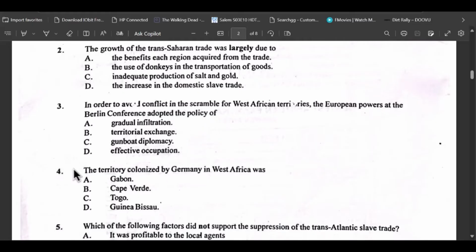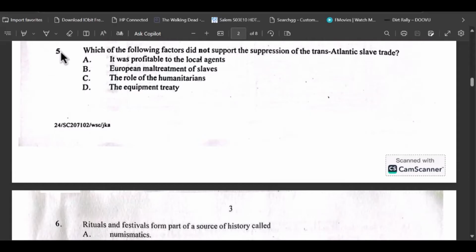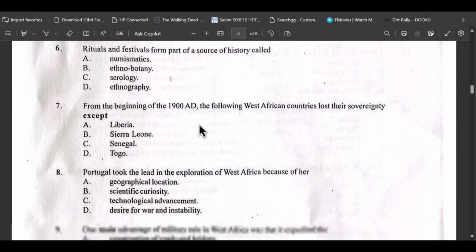4, the territory colonized by Germany in West Africa was. 5, which of the following factors did not support the suppression of the transatlantic slave trade? 6, rituals and festivals form part of a source of history called. 7, from the beginning of the 1900 AD, the following West African countries lost their sovereignty except.